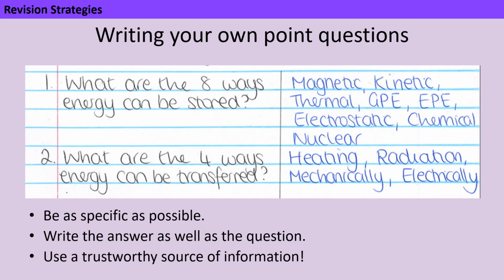When you're writing your own point questions, you want to be as specific as possible. We don't want vague questions here. We want things that are really going to unpick, do you know this exact definition or this exact formula or whatever it is. It's a really good idea to lay it out in two columns so that you've got your question and also your model answer.